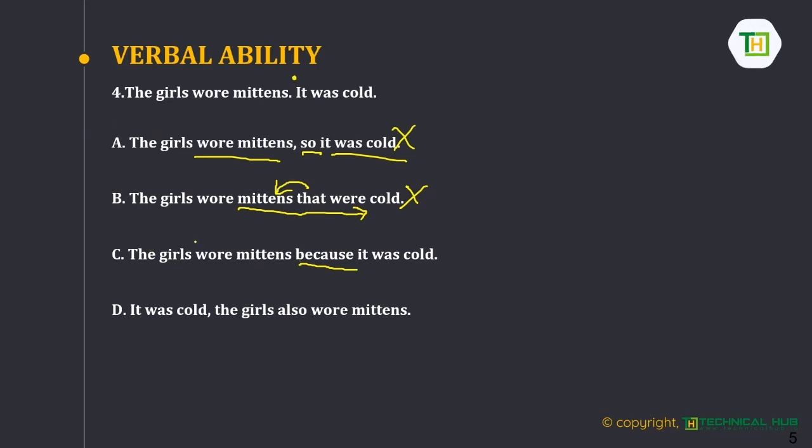They did some work because of this. Here, when you are telling because, that mentions the reason, the cause of something. That's why this is the right answer. It was cold. The girls also wore mittens. Okay, we need to say this.